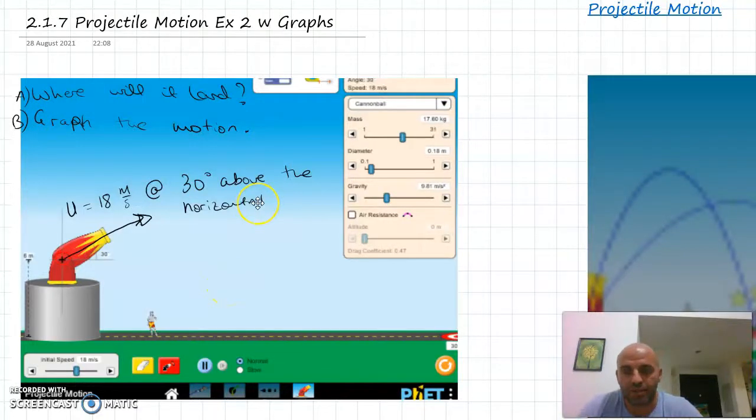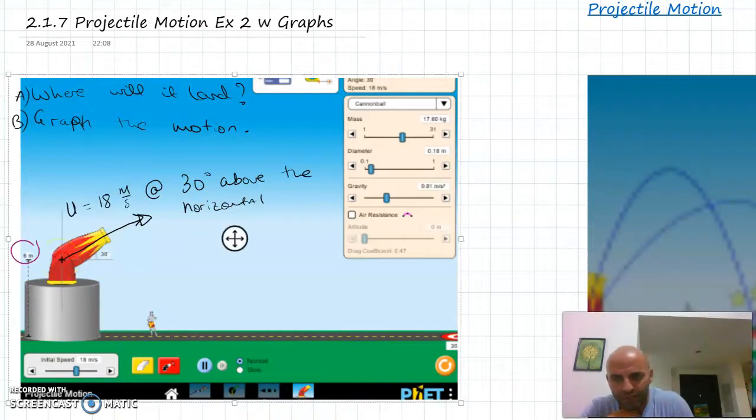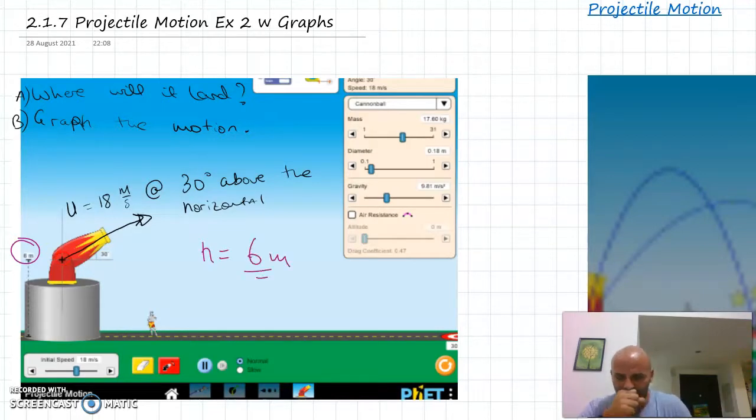Okay, so this is example number 2 on projectile motion. Basically we've got the same question again, just with a slight variation. We've changed the initial velocity. It's now 18 meters per second, and we've changed the angle from which it's launched and the launch height. It's now 30 degrees above the horizontal plane. It's not very clear, but the initial height is 6 meters off the ground.